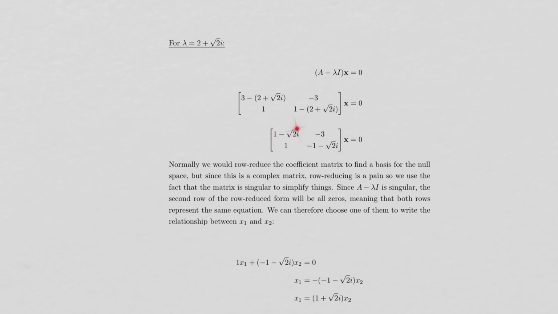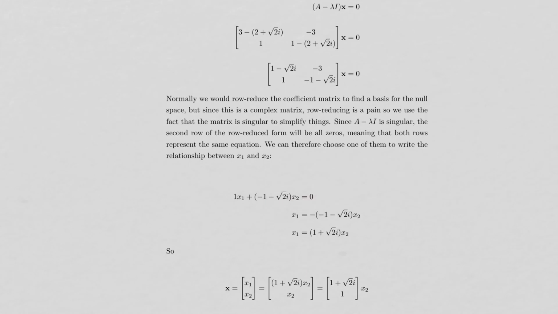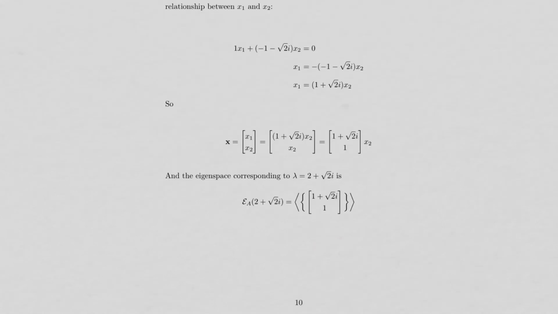Remember, this is a singular matrix, and when I row reduce it, the second row is going to be all zeros. What that means is both of these equations tell us the same relationship between x1 and x2. So I can pick either one and just write down the corresponding equation. For example, if I pick the second row here, I can write it as 1 times x1 plus this number times x2 equals 0. Then I solve the equation for x1 in terms of x2, simplified here.